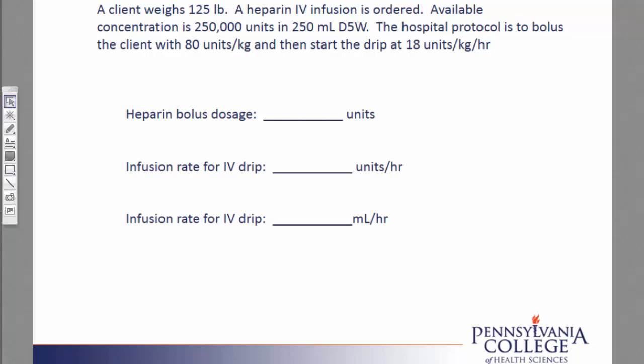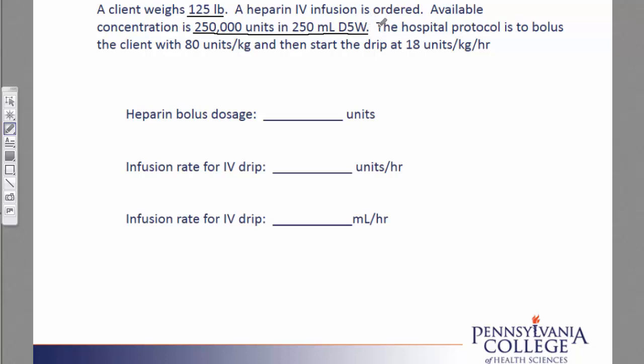We are going to solve a heparin problem based on a patient's weight. As we look through the problem, we'll underline some of the key features. First, we see the client's weight is 125 pounds. Second, we see that there is a heparin infusion available as 250,000 units in 250 milliliters of D5W. We recognize this as an IV fluid.